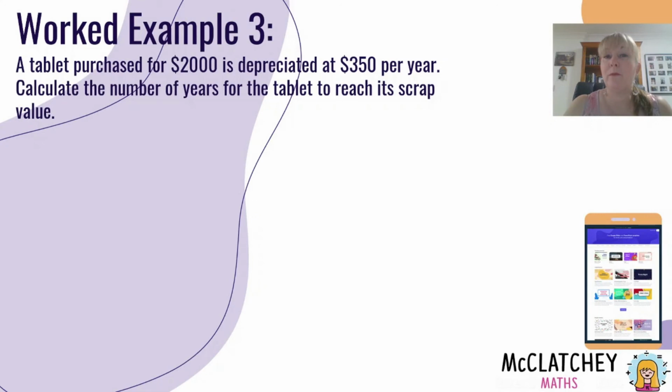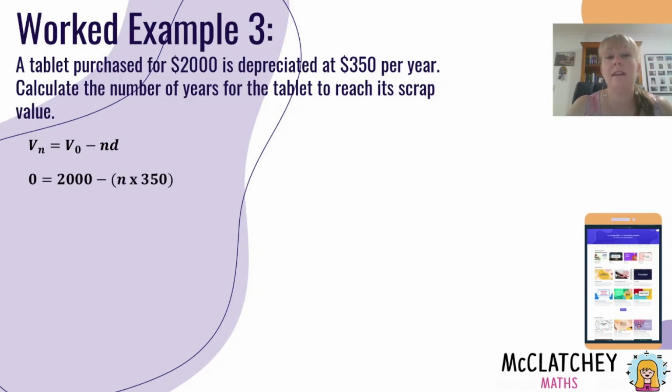We're going to apply the rule again in a different scenario. A tablet is purchased for $2,000 and depreciates at $350 per year. Calculate the number of years for the tablet to reach its scrap value. Now we're going to use our rule again in this case and substitute the information that we know from the question. So we know that V0 is 2,000.